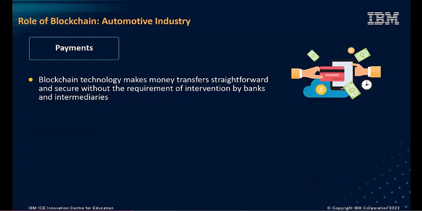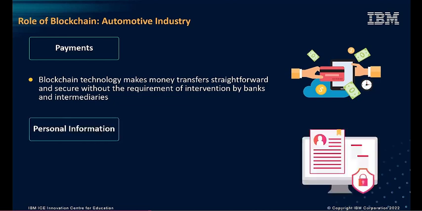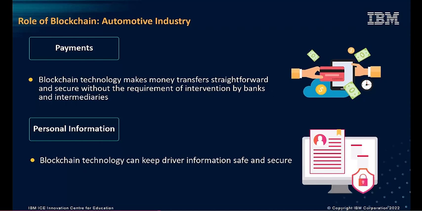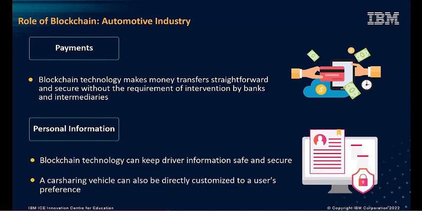Payments. Blockchain technology makes money transfers straightforward and secure without the requirement of intervention by banks and intermediaries. Personal information. Blockchain technology can keep driver information safe and secure. A car-sharing vehicle can also be directly customized to a user's preference, including radio settings, seats, temperature, and mirrors.